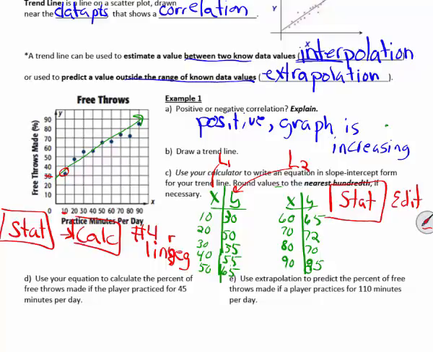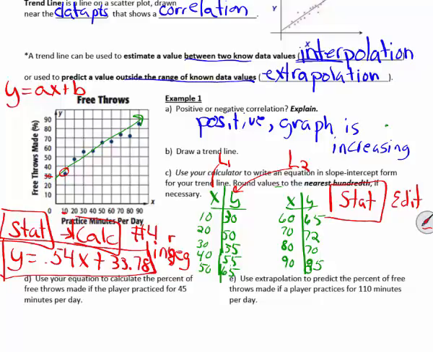You might have to hit enter a few times, but then it's going to show you this, y equals ax plus b, which is a lot like our y equals mx plus b, and then it's going to give you the values for a and b. It asks us to round to the nearest hundredth. So the equation that we actually get is 0.54x plus 33.78.